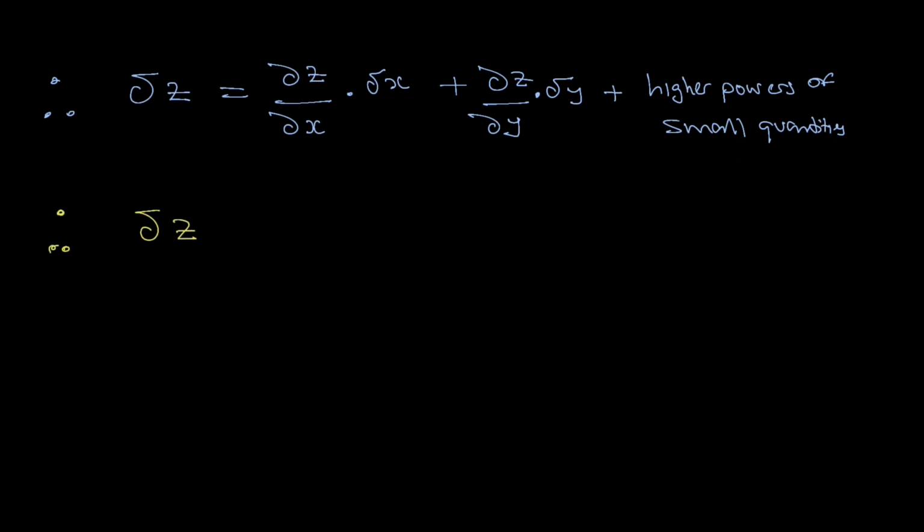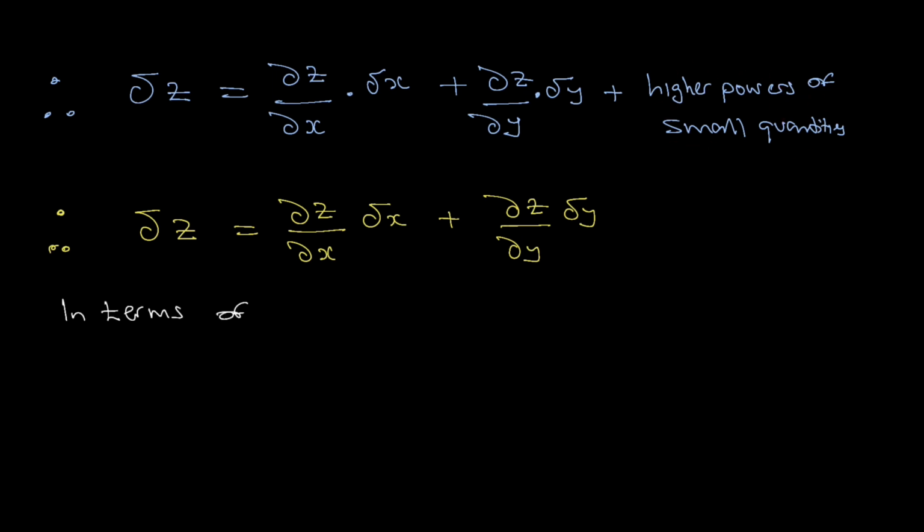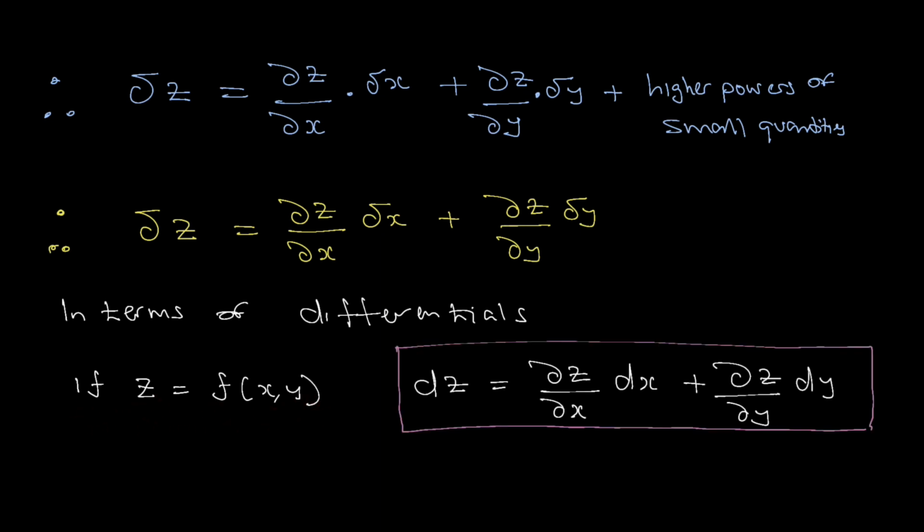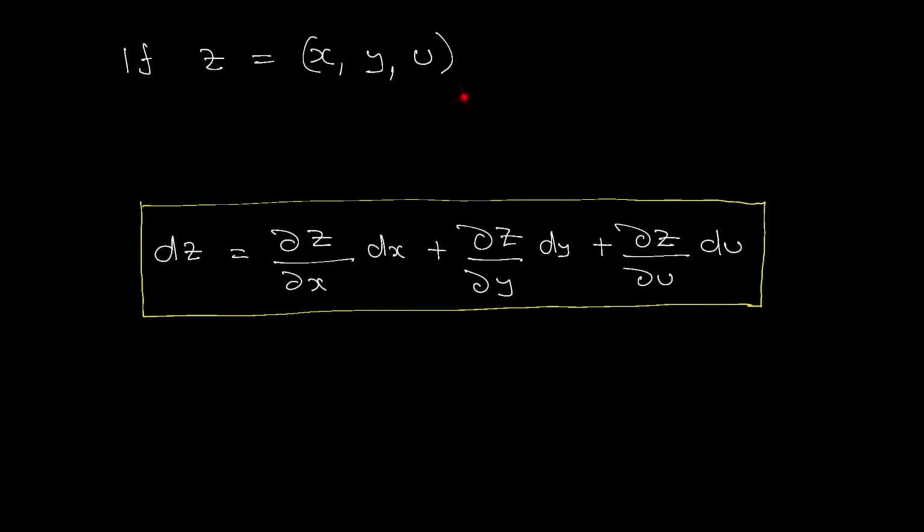And then we can simplify by writing that to be just this, because those will be small. And then we can write it in terms of differentials. So if z is a function of x and y, we can write dz to be the partial derivative of z with respect to x times dx plus the partial derivative of z with respect to y times dy. We can also write this for 3 dimensions. We just incorporate the third dimension there, or 4 dimensions or 5 dimensions for higher order.